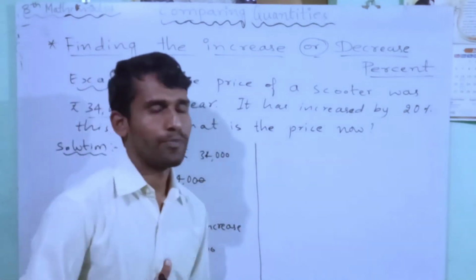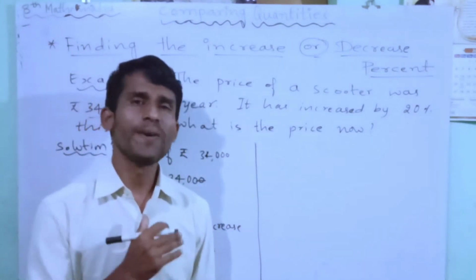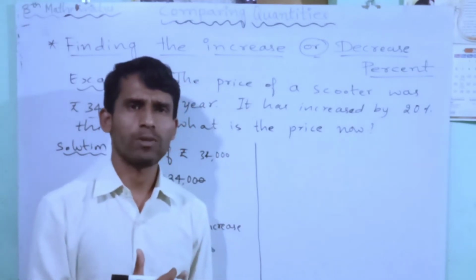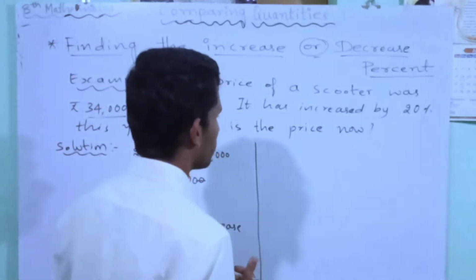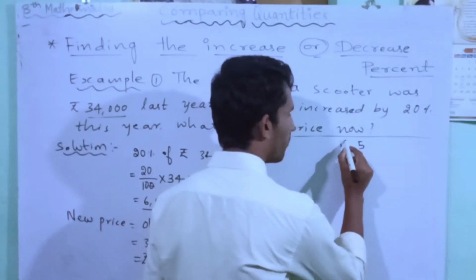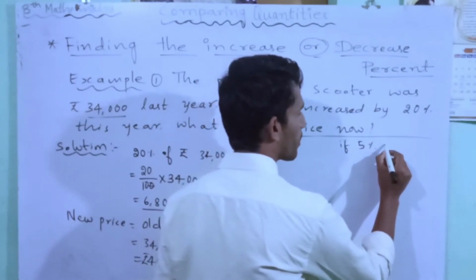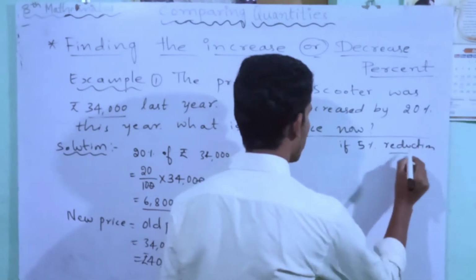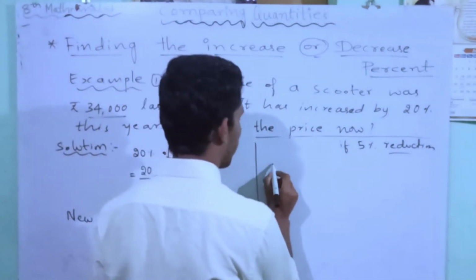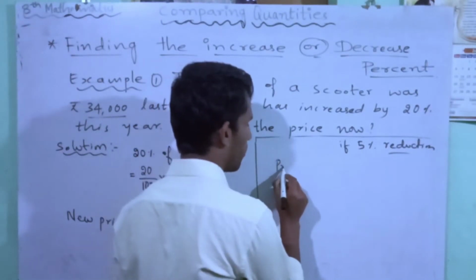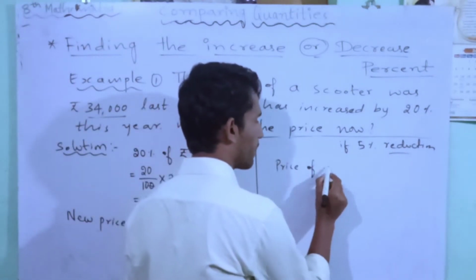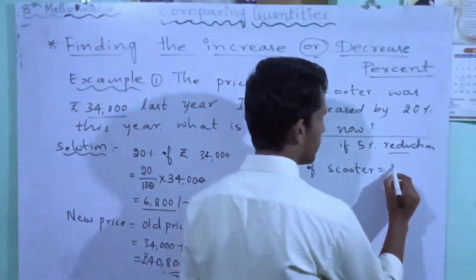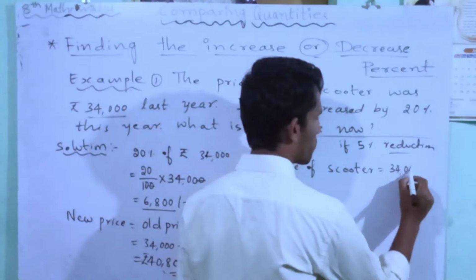Dear friend, if it is a decrease, how can we find out? If it is a decreased percentage, how can we find out? Let us see another example here. If there is a 5% reduction, how can we find out? See, here we can find the reduction. We can write the price of the scooter, that is given here, 34,000 rupees.